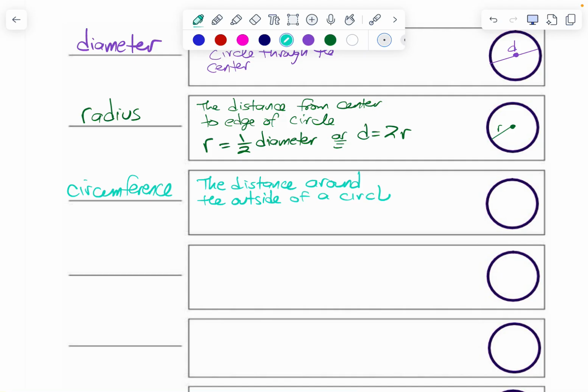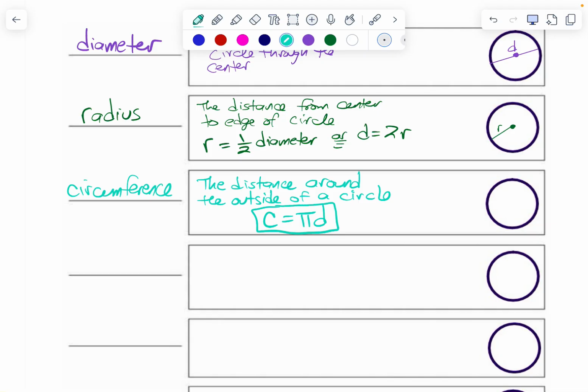So the distance around the outside of a circle. It's the perimeter of a circle. It just has a different name, and that's because it's a circle. So the equation for this is going to be pi times diameter. Now, where did pi come from?